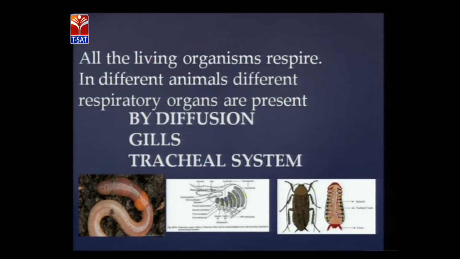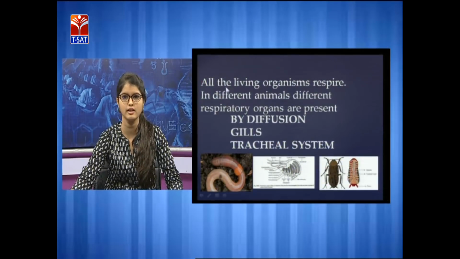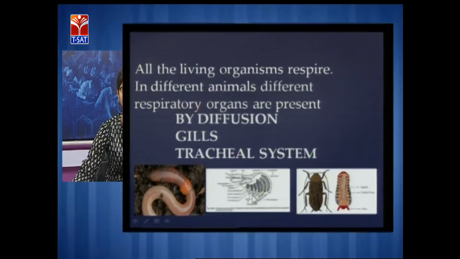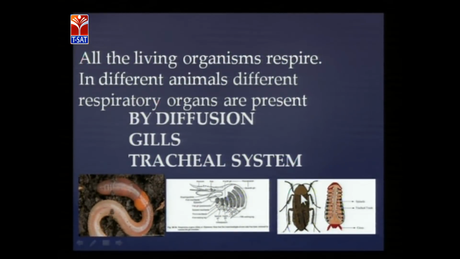The earthworm carries out respiration through its moist skin. It is also called cutaneous respiration. In prawns, gills are the respiratory structures present. Here we can see the gills present in the prawn. The cockroach has a very well defined system, the tracheal system, where the exchange of gases takes place. This is the respiratory system in the cockroach.